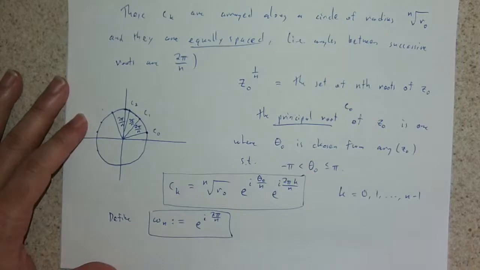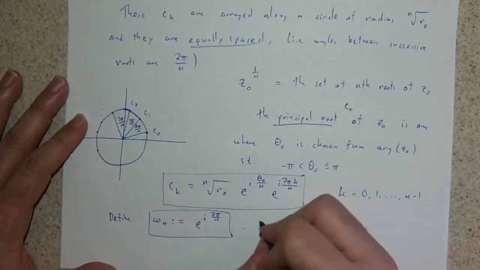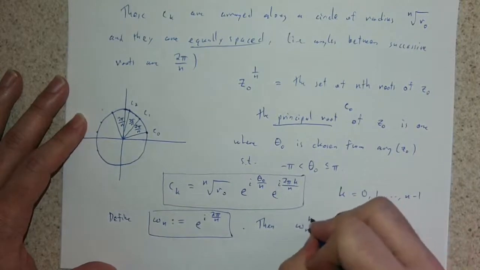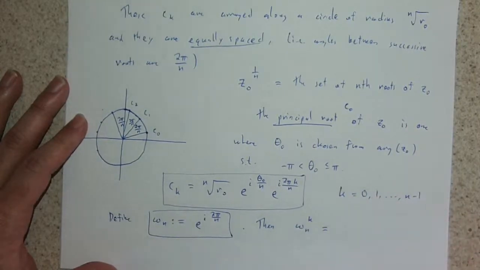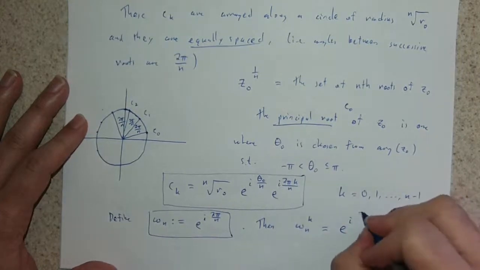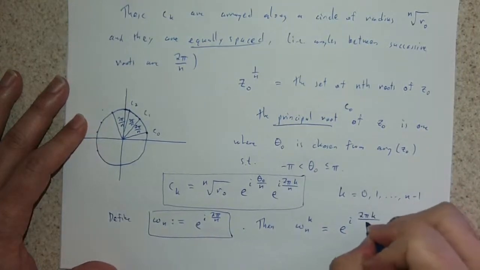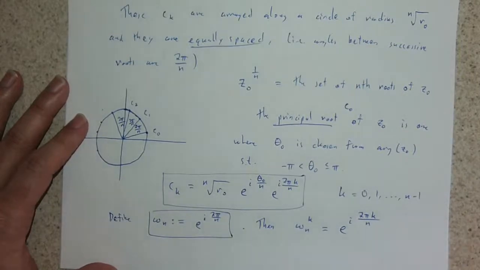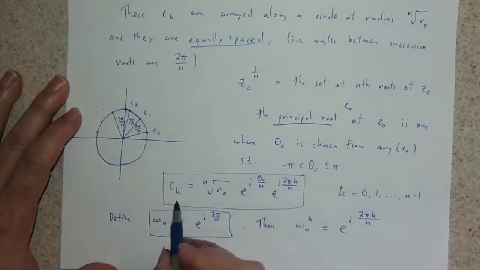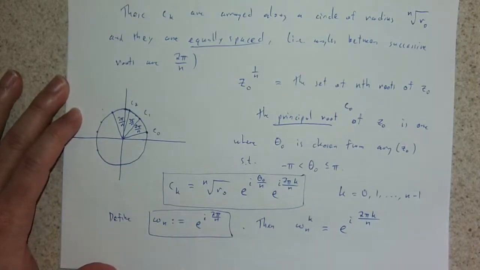You'll see later why I've chosen this. Then, if I raise this to the kth power, so omega sub n raised to the k, using our exponential rule for exponentiating an expression like this, this is e to the i 2 pi k over n. But that's exactly that term. And so what this means is that I can rewrite this c sub k in the following way.